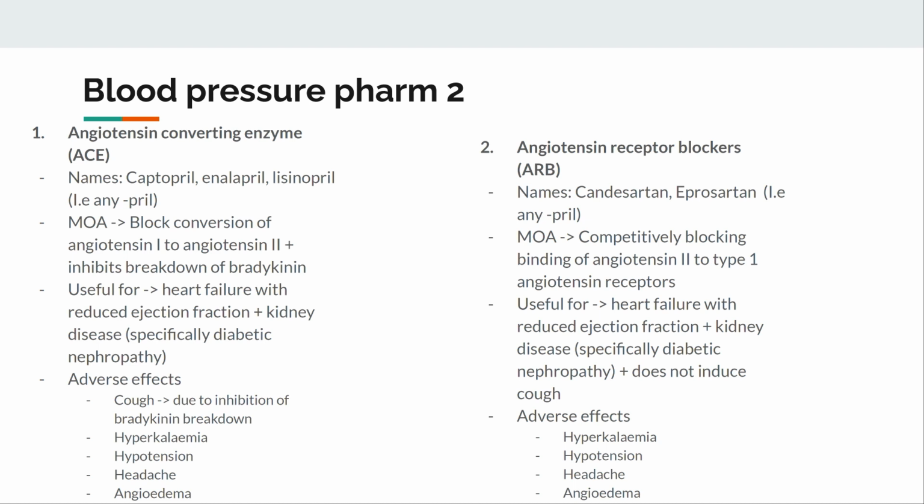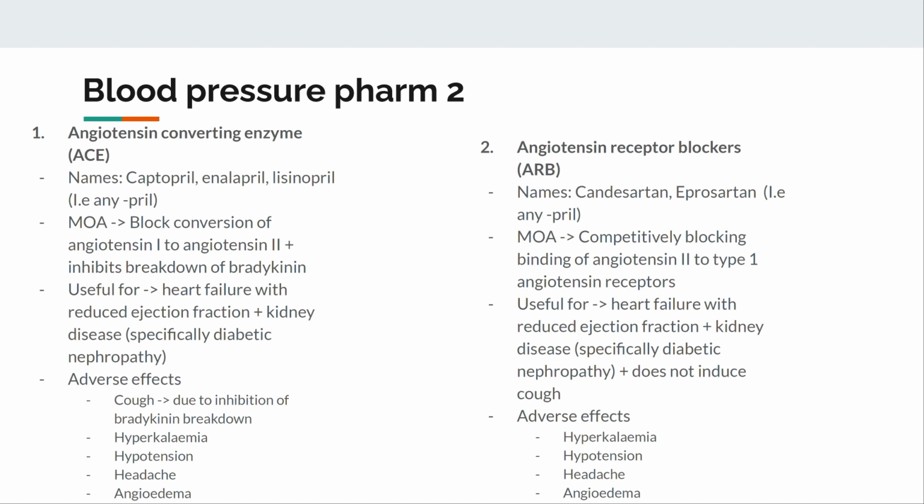Next one is your ARBs, so your angiotensin receptor blockers. These essentially are candesartan, eprosartan. Anything that ends in sartan, you're mostly going to think an ARB, so an angiotensin receptor blocker. And this works by competitively blocking the binding of angiotensin 2 to type 1 angiotensin receptors. And that's super confusing. But remember, angiotensin 2 is essentially the end result of RAS, and it works on something called type 1 angiotensin receptors, because there's type 2 angiotensin receptors also, but the ARBs specifically block that. And essentially, again, it's acting very similar to an ACE. It just stops RAS from happening, essentially.